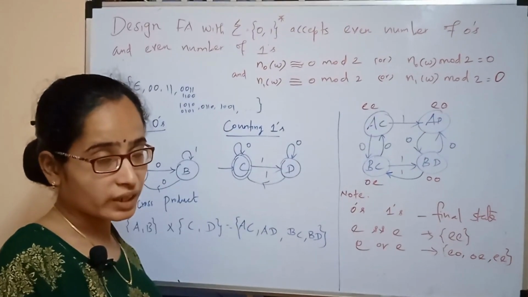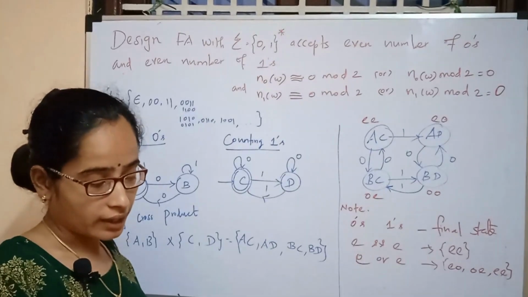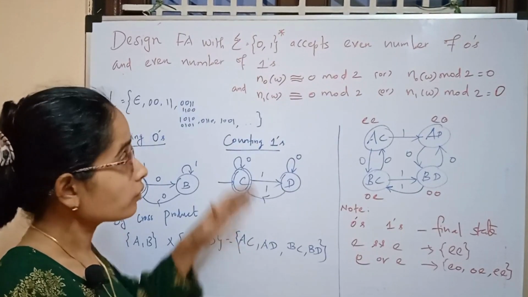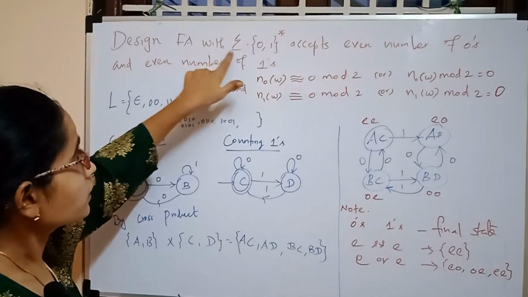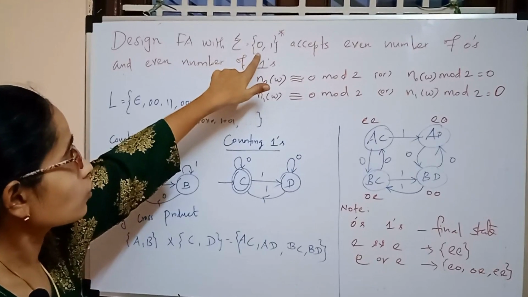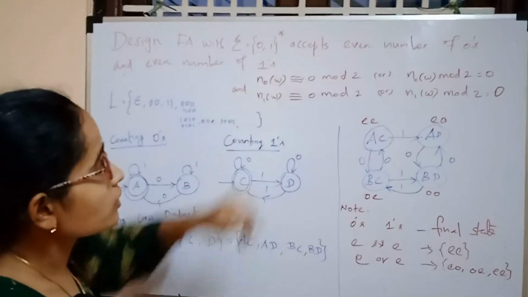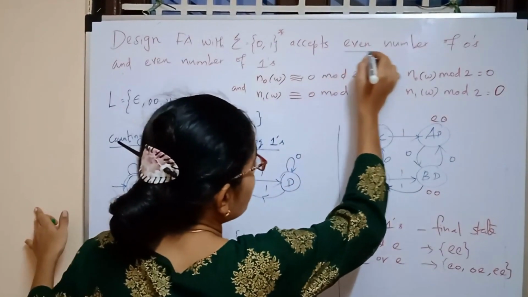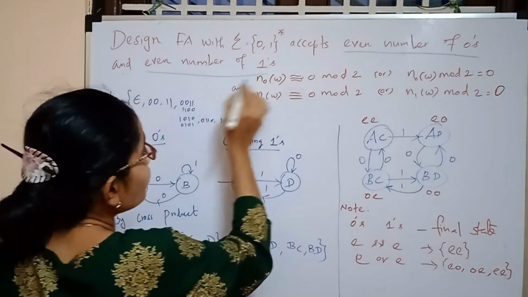In this series of theory of computation lectures, we will see the construction of finite automata. When we are constructing a finite automata, we have a problem statement here. Design finite automata with sigma over the set {0, 1}*, that accepts even number of zeros and even number of ones. Please note down the terms even number of zeros and even number of ones.